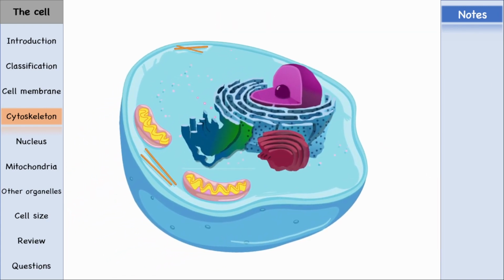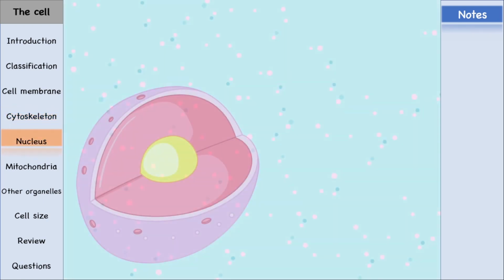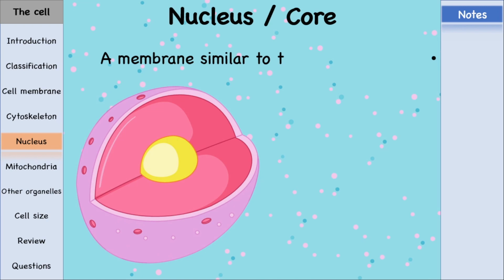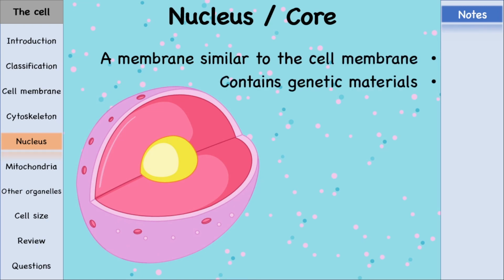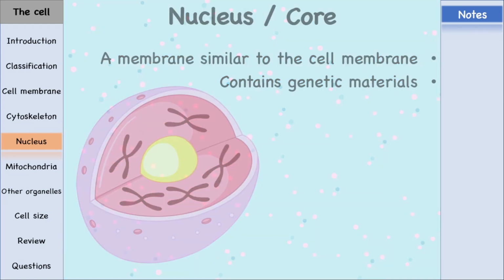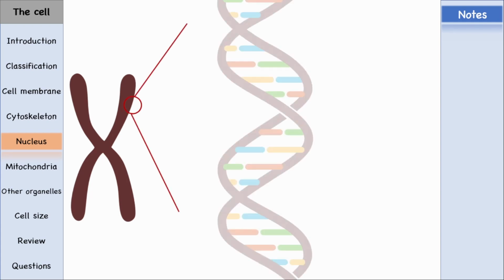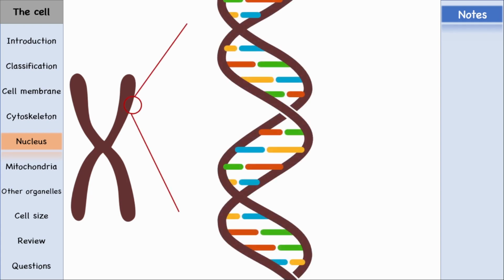Let's talk about some of the organelles in the cell. The nucleus. It's an organelle surrounded by a membrane similar to the cell membrane, containing all the genetic information of the cell. This genetic information is in the form of chromosomes, which are huge DNA complexes tightly coiled and packaged. Detailed information about DNA will be discussed in the biochemistry series, but simply, it's a nucleic acid that contains millions of atoms. Some parts of the DNA are called genes.